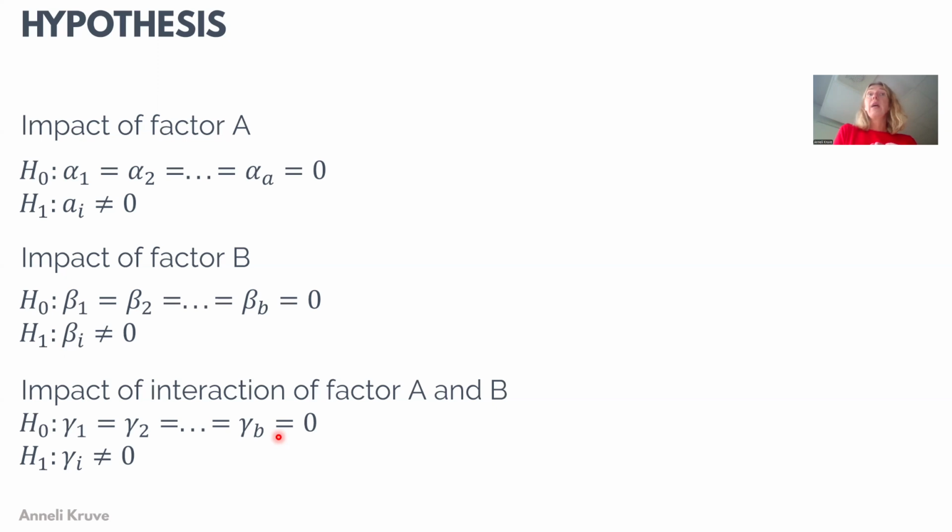If we would have A measured on 3 levels and B on 3 levels, then it would mean that we have 9 interactions to consider. So each possible combination of the factor A and factor B levels.